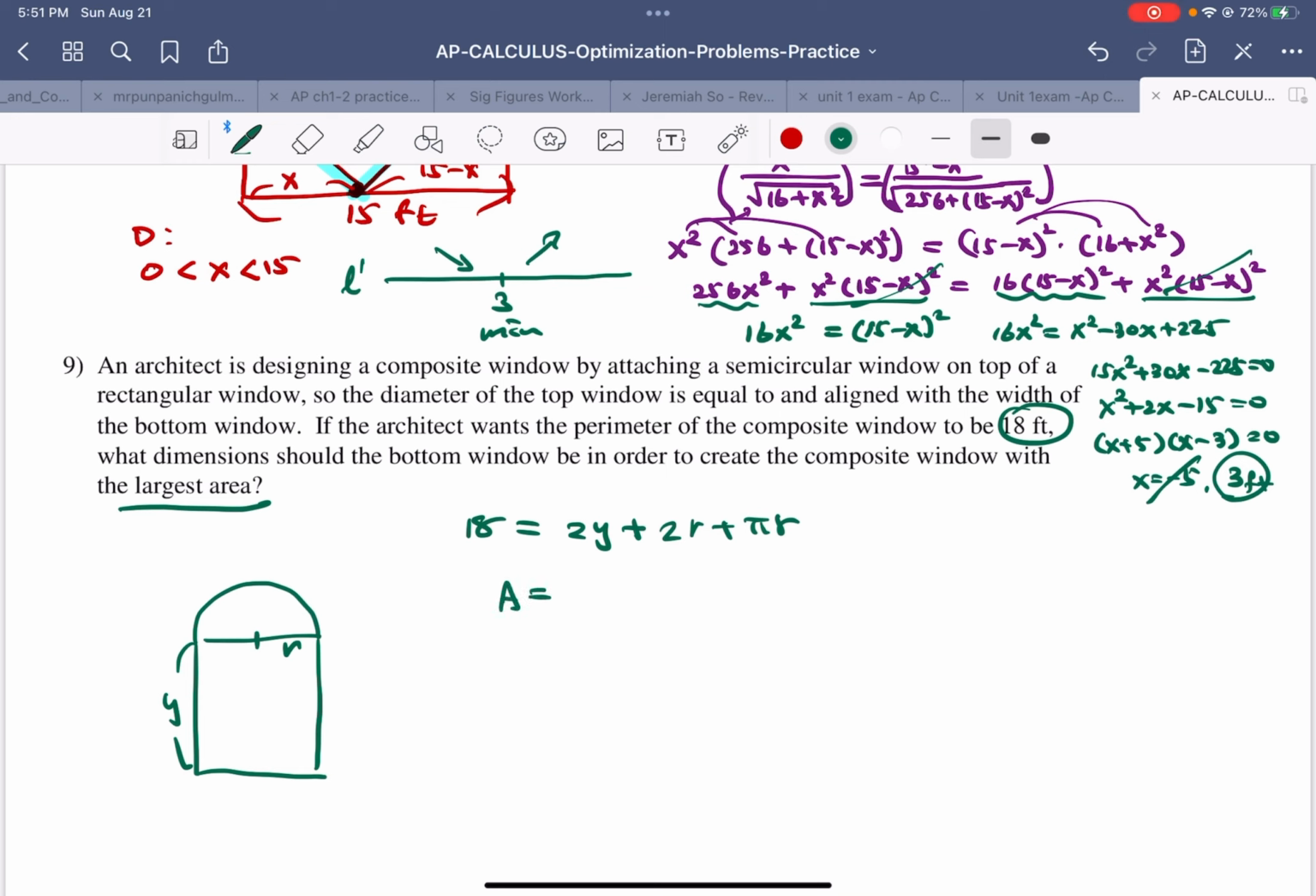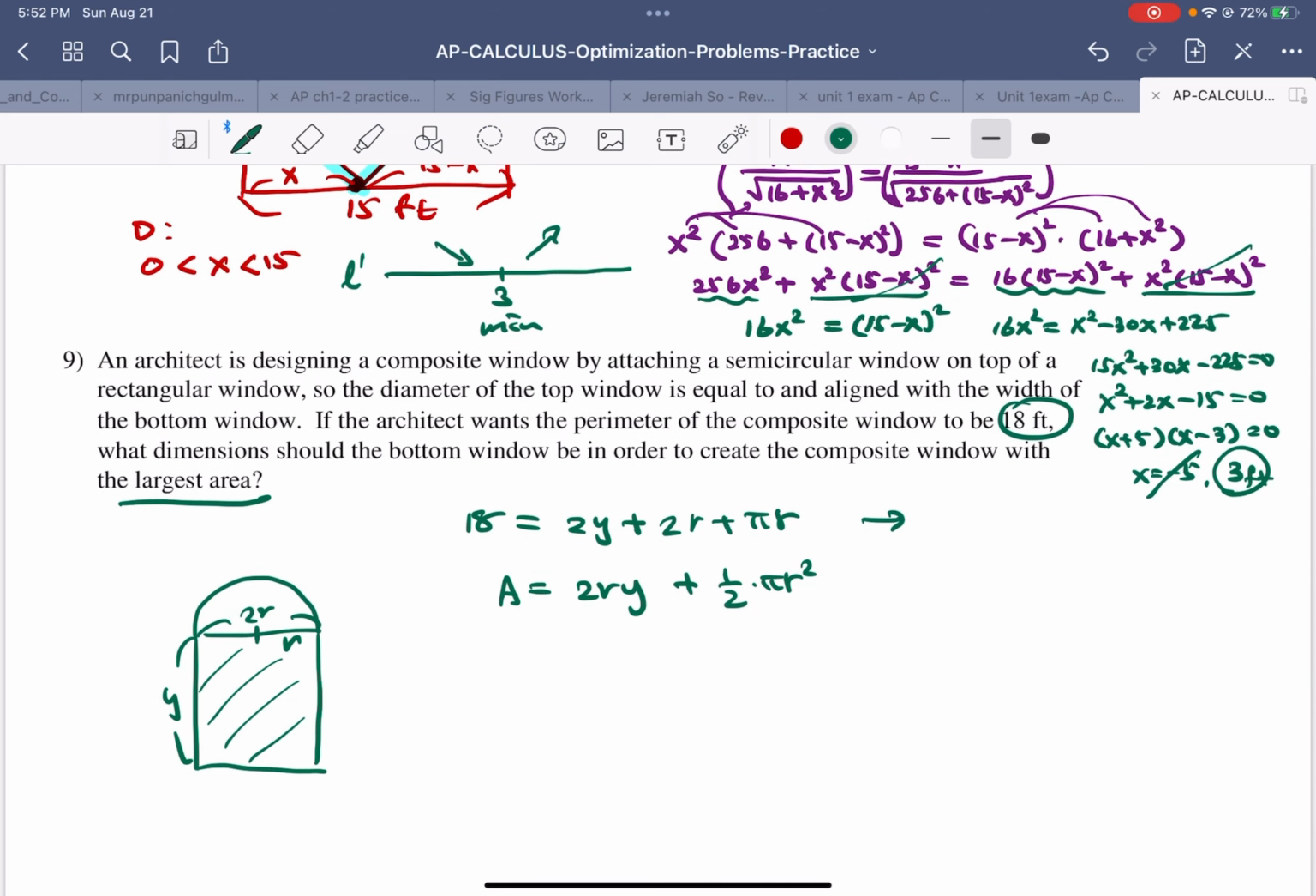Now how are you going to find the area? Area is first of all 2ry, right? 2ry means this is 2r. 2ry is this area right here, the rectangle, plus 1/2 pi r squared, right? The semicircle. Now from here you can isolate y. So let's do that. Then 2y equals 18 minus 2r minus pi r. y is 9 minus r minus 1/2 pi r.